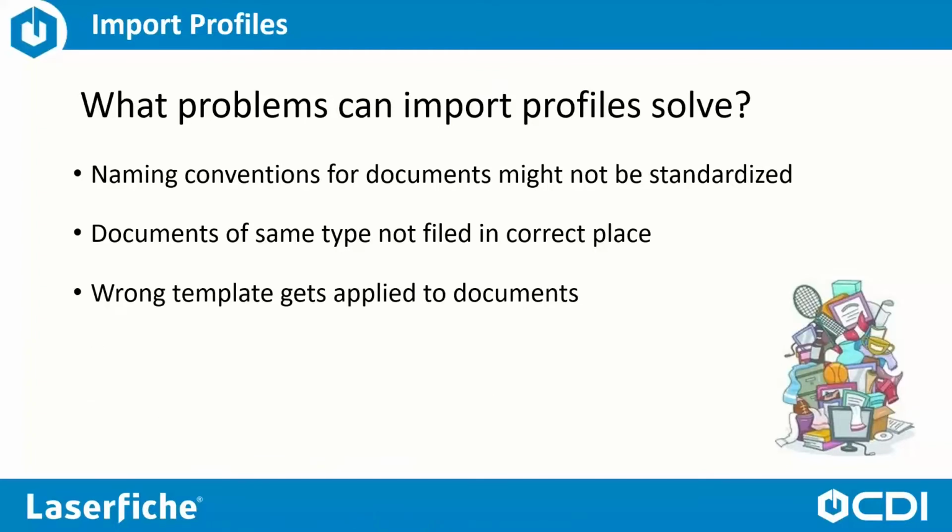What if the wrong template gets applied to our documents, right? That can cause downstream issues, such as maybe we have a workflow set up that is set to look for documents with a certain template applied to them. Well, if the wrong one gets applied, our workflow that we're expecting to run on that document might never run. So those are 3 examples of issues that utilizing import profiles can solve for us.